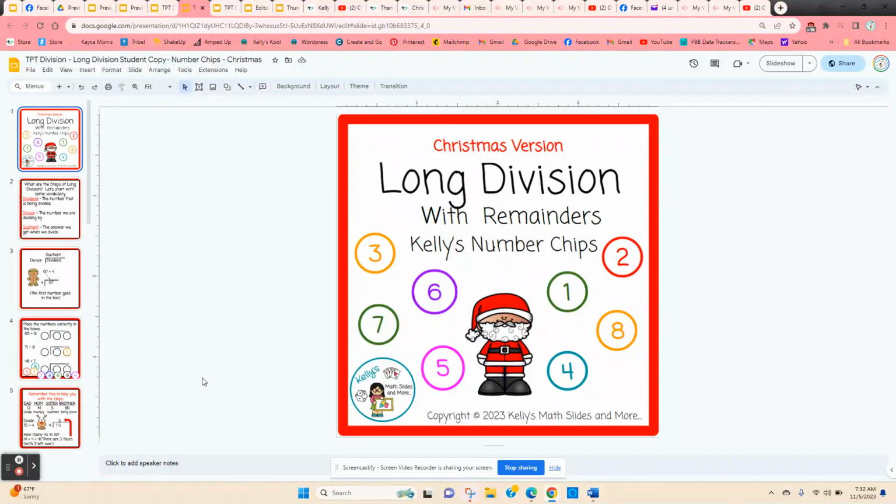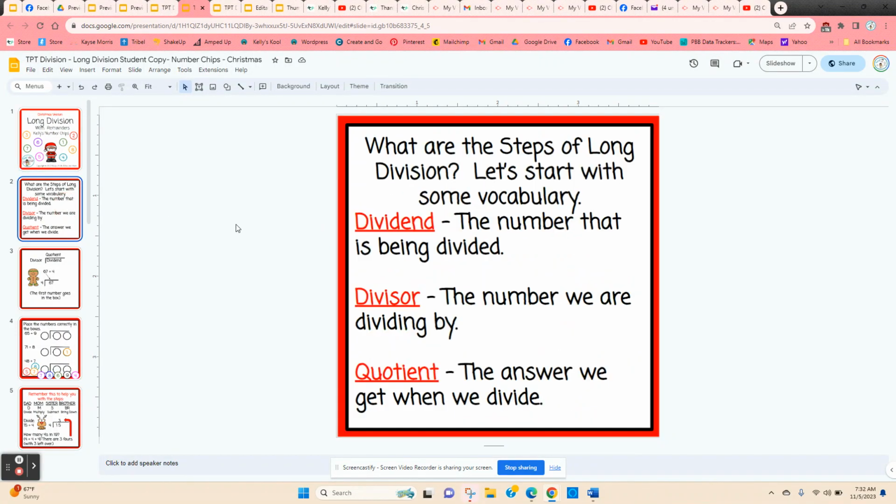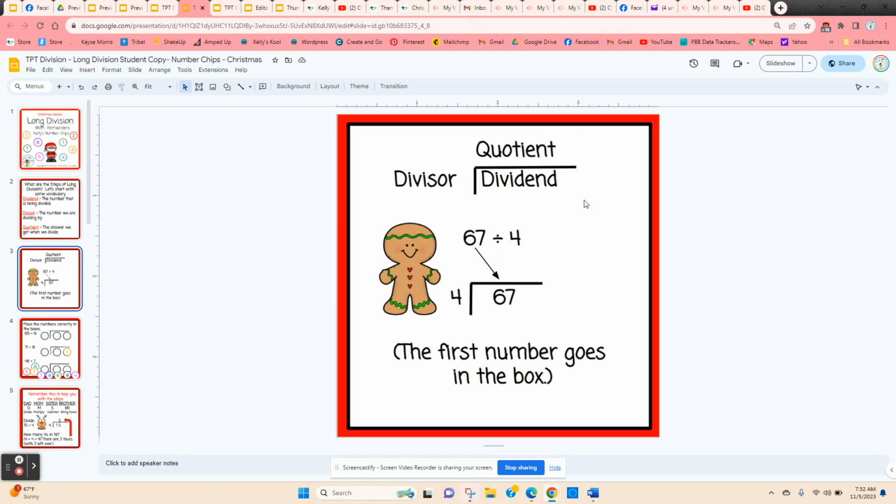Long division with remainders. This is the Christmas version. This is using number chips. So this is a fun digital lesson for the students. It starts out with the definition of dividend, divisor, and quotient, and then it shows where each of these are in the problem. So your first number will go in the box.